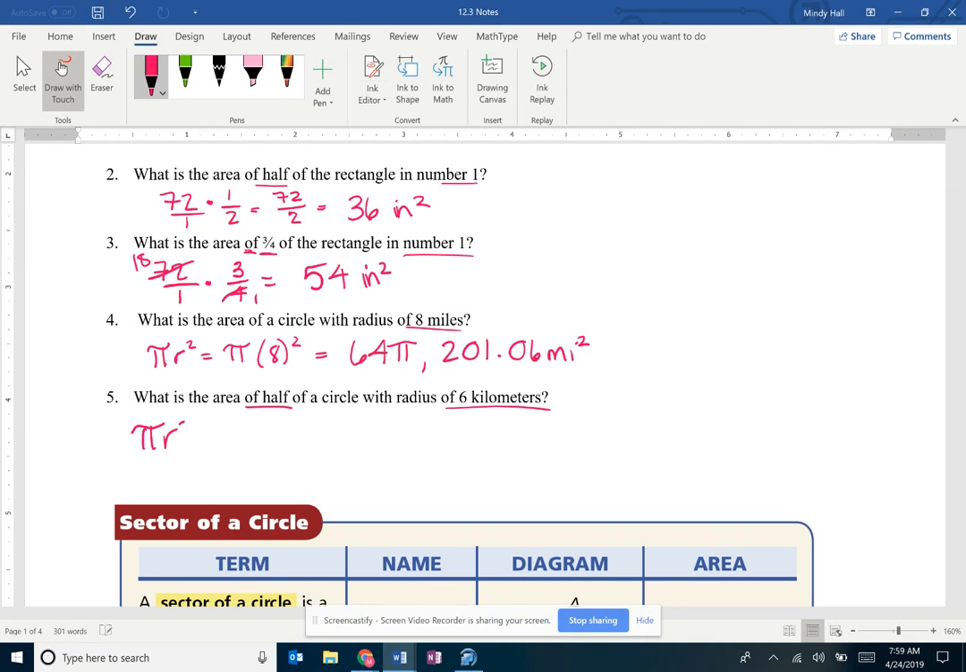And then what is the area of half a circle with a radius of 6 kilometers? So again, pi r squared, that'd be pi times 6 squared, which would be 36 pi. And I'm going to worry about the half now. Because I have that 36 pi, I'm going to multiply by 1/2 or divide by 2, depending on how you want to look at it. This 2 can go into that 36 18 times. So 36 becomes 18, 2 becomes 1. And then we have 18 pi, which as a decimal is 56.55 kilometers squared.